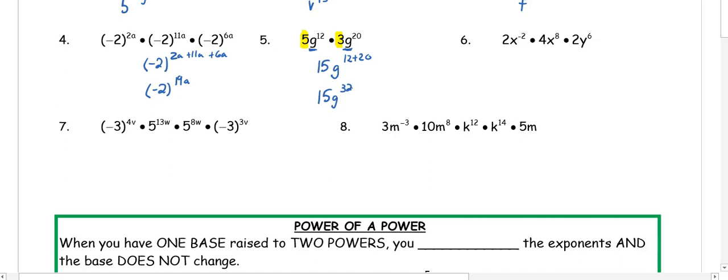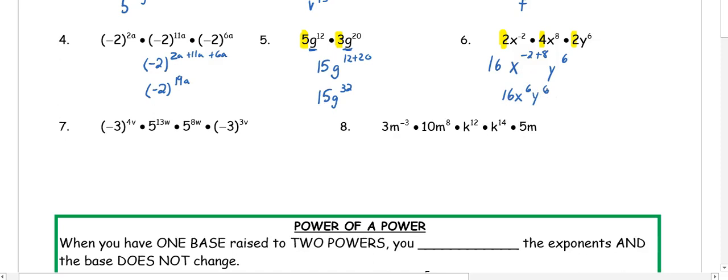Number 6. Now we have two different bases. We have an x with the powers of negative 2 and 8, and we have a y that has a power of 6. But all the numbers in front that don't have exponents, 2, 4, and 2, can all multiply together, and it doesn't matter which base they were with. So 2 times 4 times 2, 2 times 2 is 8, times 2 is 16. So we have 16x to the negative 2 plus 8 and y to the 6th. When I add those x exponents, I get 16x to the 6th, y to the 6th.